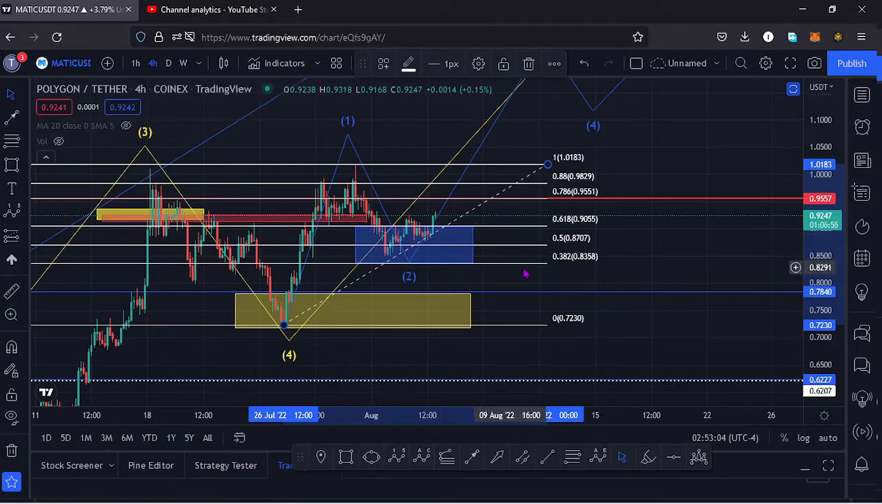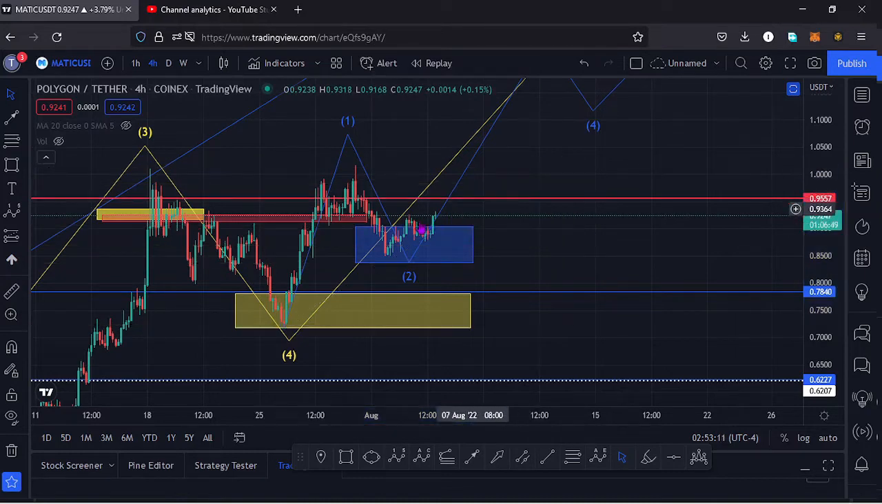That is between the $0.8358 mark and the $0.9055 mark. And as you can see here on the charts, the price of Polygon Matic has respected that. We moved into that blue target area and we have started seeing a reaction to the upper side.